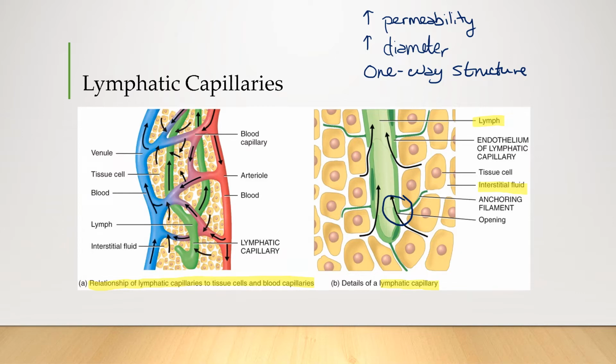Attached to the lymphatic capillaries are anchoring filaments. So these little green bits here sticking out from the lymphatic capillary are anchoring filaments, which contain elastic fibers. Now they'll extend out from the lymphatic capillary, attaching the lymphatic endothelial cells to the surrounding tissues. So it kind of just anchors it in place.